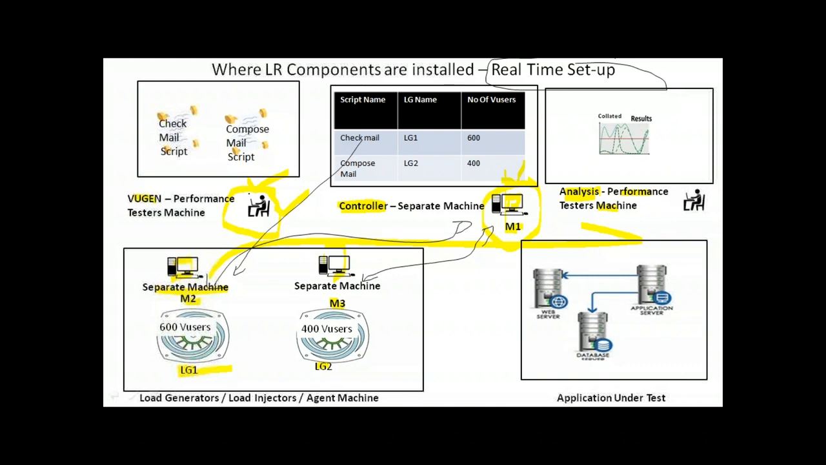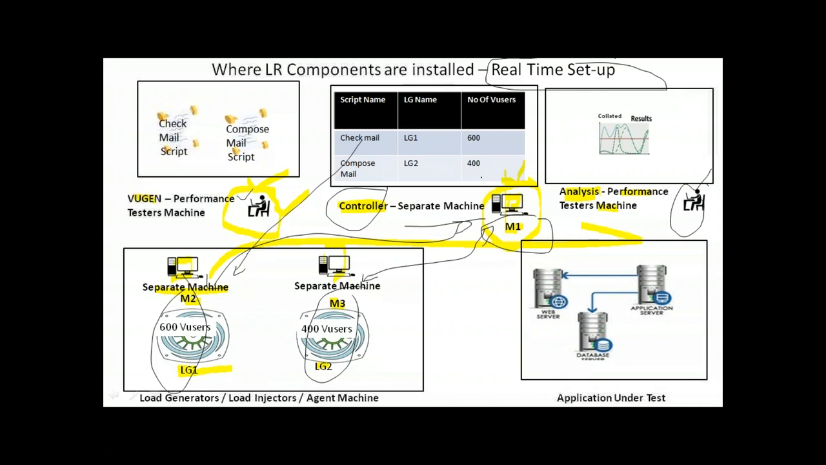So VUgen will be installed on the performance tester's machine. Analysis is installed on the performance tester's machine. Controller could be installed on a separate machine. LG1 on a separate machine and LG2 on a separate machine. And these machines need to be linked, M1 and M2 and M1 and M3, so that the controller is linked to LG1 and the controller is linked to LG2. This is how it should be.